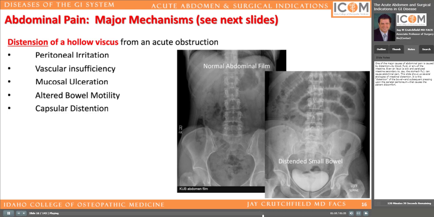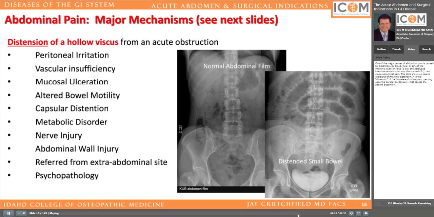You can have metabolic disorders causing abdominal pain. And we've mentioned nerve injury, abdominal wall injuries like the rectus sheath hematoma, psychopathology, and referred pain from extra abdominal sites, such as a heart attack, specifically a heart attack of the inferior aspect of the heart causing diaphragmatic irritation, leading to nausea, vomiting, and subsequently abdominal pain.